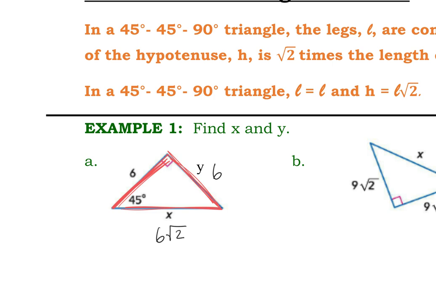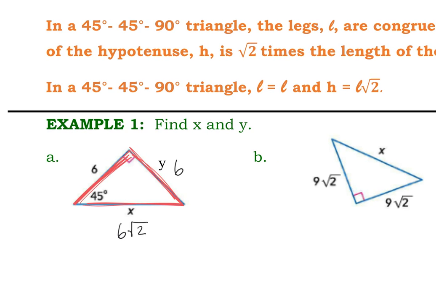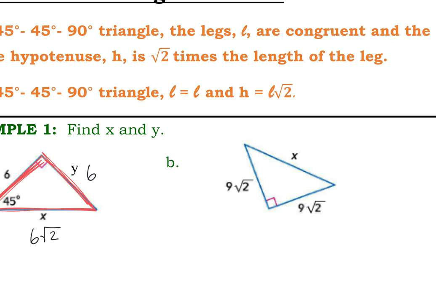Okay, this next one, they kind of trip us up a bit because they put the radical on the legs. Remember the legs are still L. This is still L radical 2, so we're multiplying it by a radical 2. But if my leg already has a radical 2, so it's 9 radical 2, we're just going to multiply it by another radical 2. And we learned that with multiplying radicals.